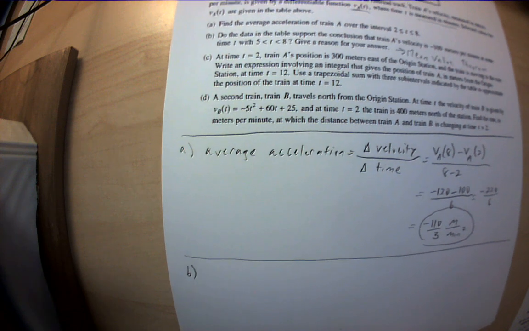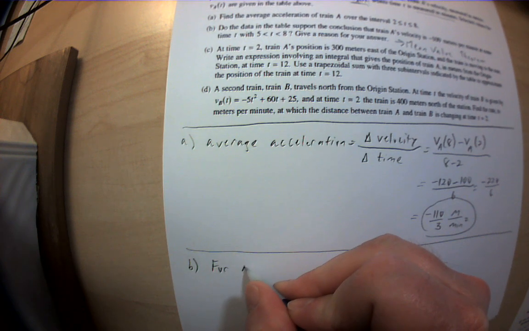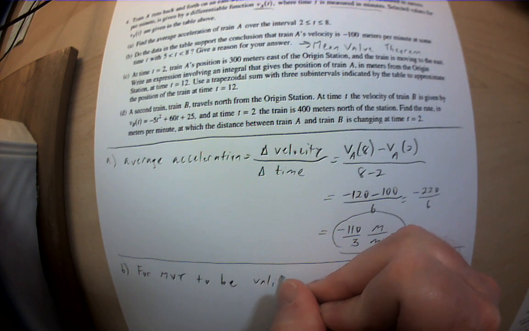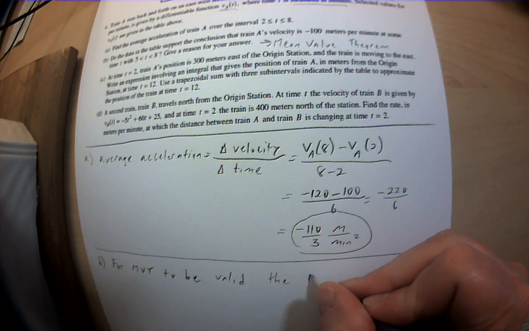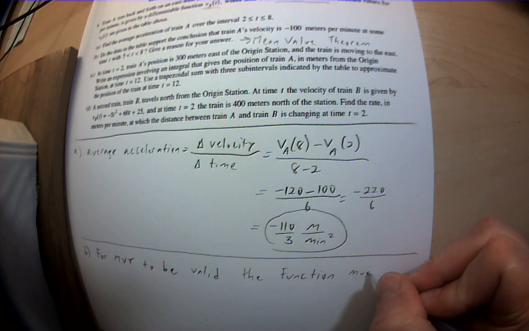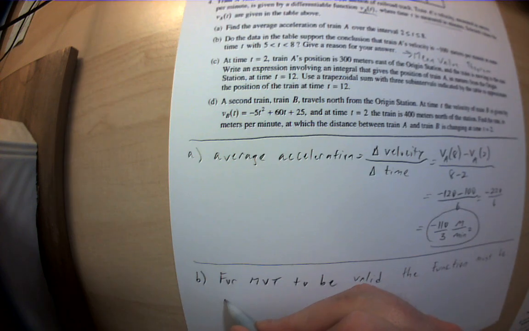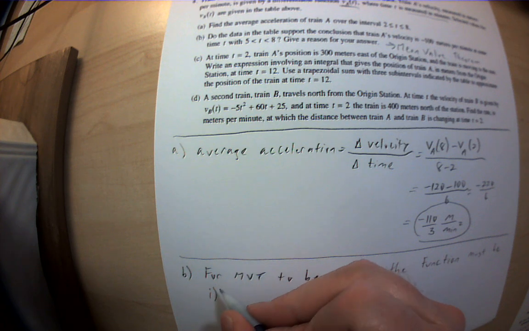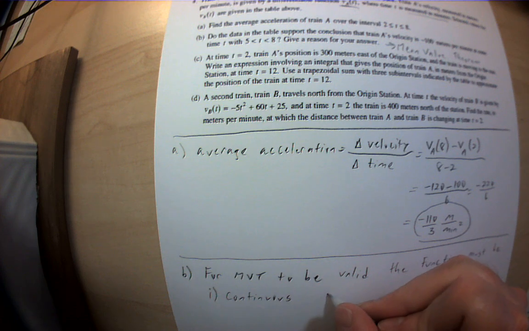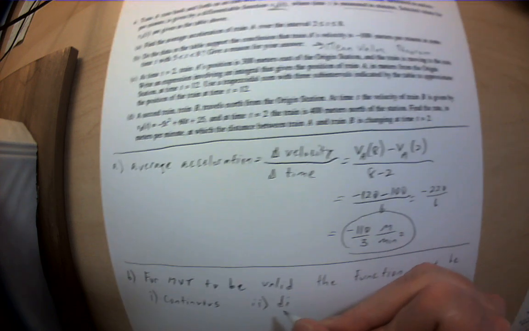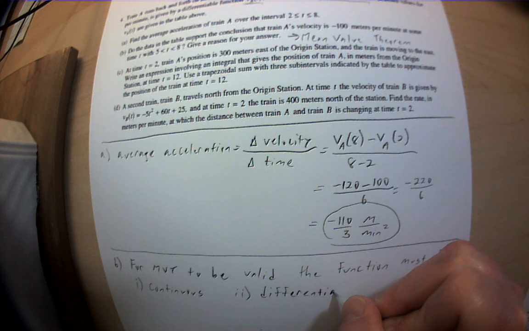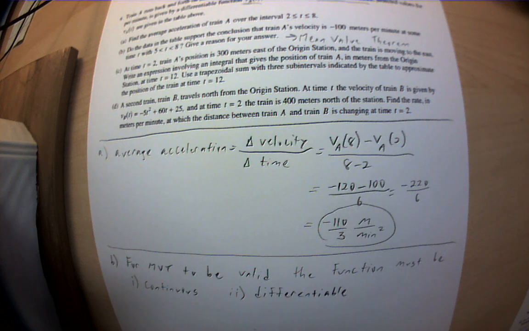So B, for MVT to be valid, the function has to meet 3 conditions. Must be 1, continuous. How do you spell that? 2, differentiable. Okay? It's got to meet those 2 criteria right off the bat. If it doesn't, we're dead.